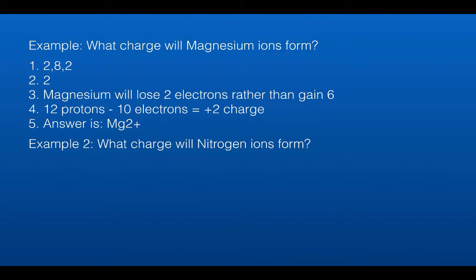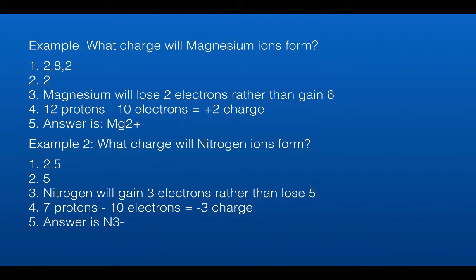Example 2. What charge will nitrogen ions form? Well, the electron configuration for nitrogen is 2, 5. There are 5 electrons in the outer shell. Nitrogen will gain 3 electrons rather than lose 5. 7 protons minus 10 electrons equals a 3 minus charge. Hence N3-.